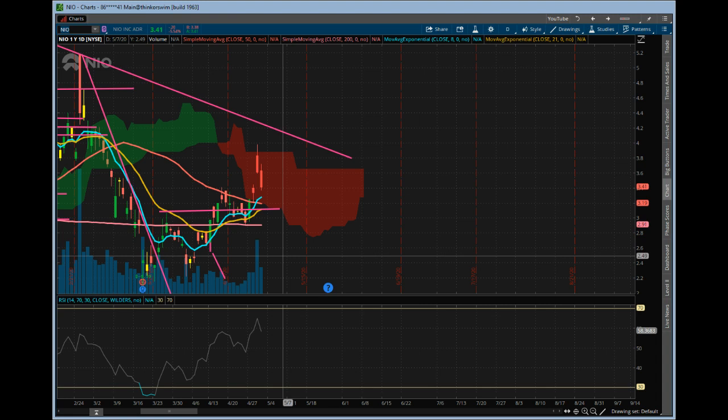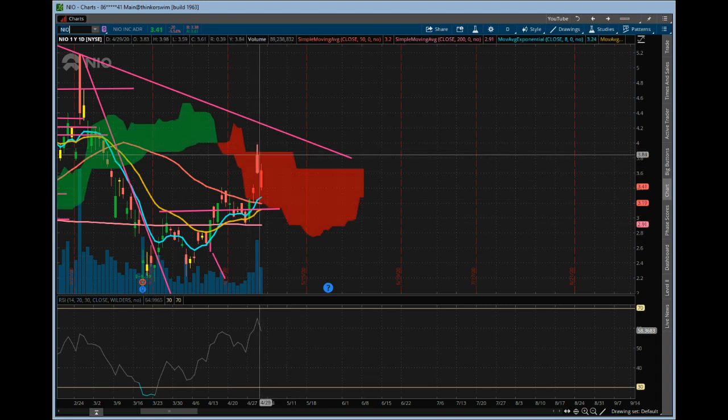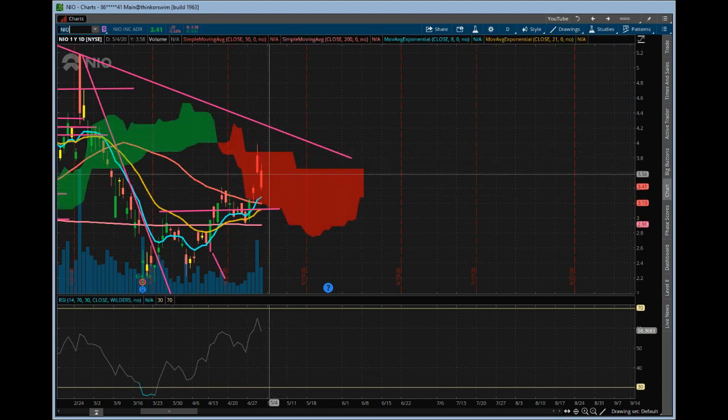Wow, this thing's all over the place. Goodness gracious. What a gap up the other day with a big reversal. This would have been a good one to have on the bearish radar today. This one can be fun to trade, right?